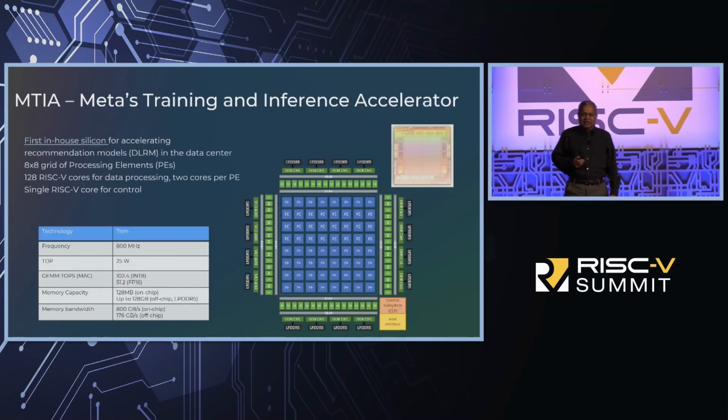Another area where we have extensively used RISC-V is Meta's training and inference accelerator. So our first in-house silicon for accelerating deep learning recommendation models in the data center uses processing elements, which is an 8x8 grid. Each processing element has two RISC-V cores. One is a scalar core, the other is a vector core. So we do use those along with the fixed functions within the core.